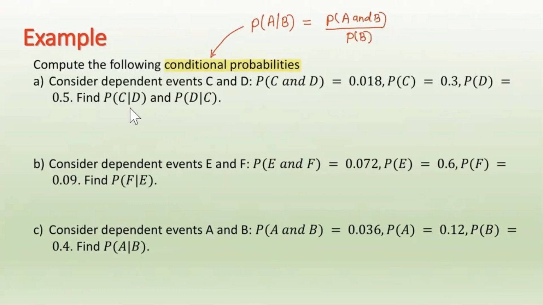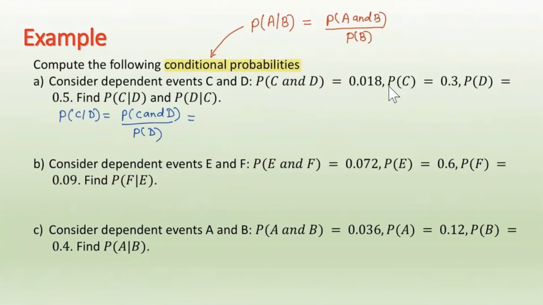Let's find that. Probability of C given D is equal to, so first we write the formula. C given D will be probability of C and D divided by the probability of D. Then let's write those values. Probability of C and D is given in the problem. What is that equal to? Look at the problem. Probability of C and D is how much?